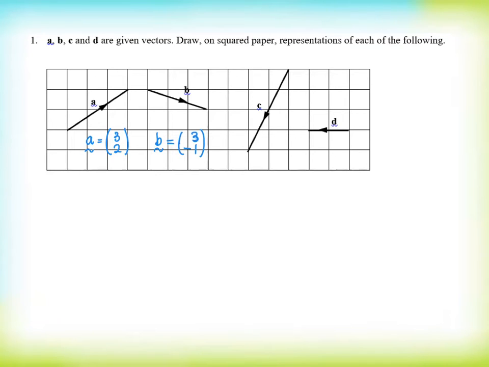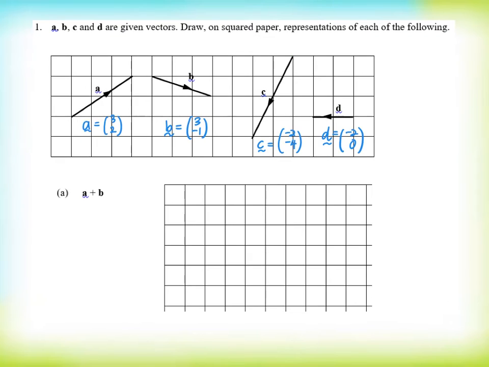And C to be negative 2, negative 4. Vector C. Vector D will be negative 2, 0. And we'll use them to find out the other vectors during the drawing. How do we do vector drawings for the following?